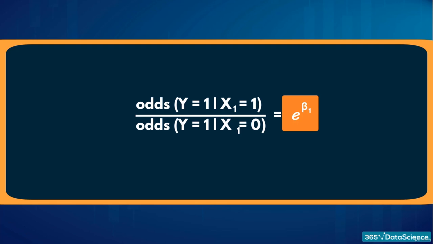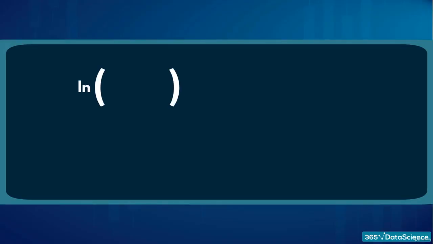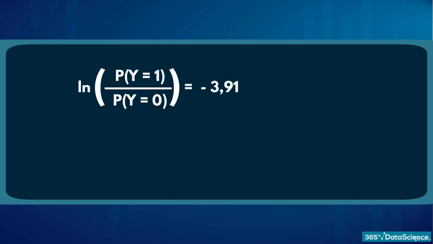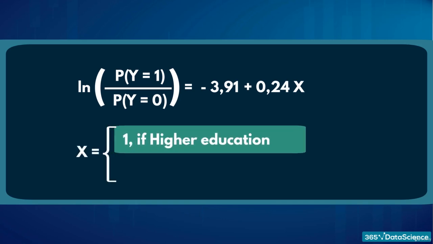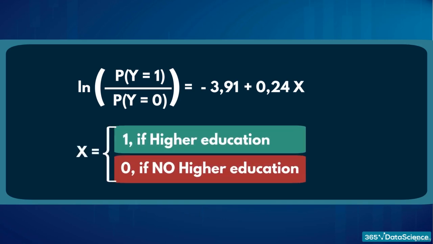Let's see a quick example with numbers. Say we estimate a logistic regression model and we get that the log of odds of non-default to default equals minus 3.91 plus 0.24 times a dummy variable that indicates if the borrower has higher education or not. To be more precise, the dummy variable has a value of 1 when the borrower has higher education and a value of 0 when the borrower does not.